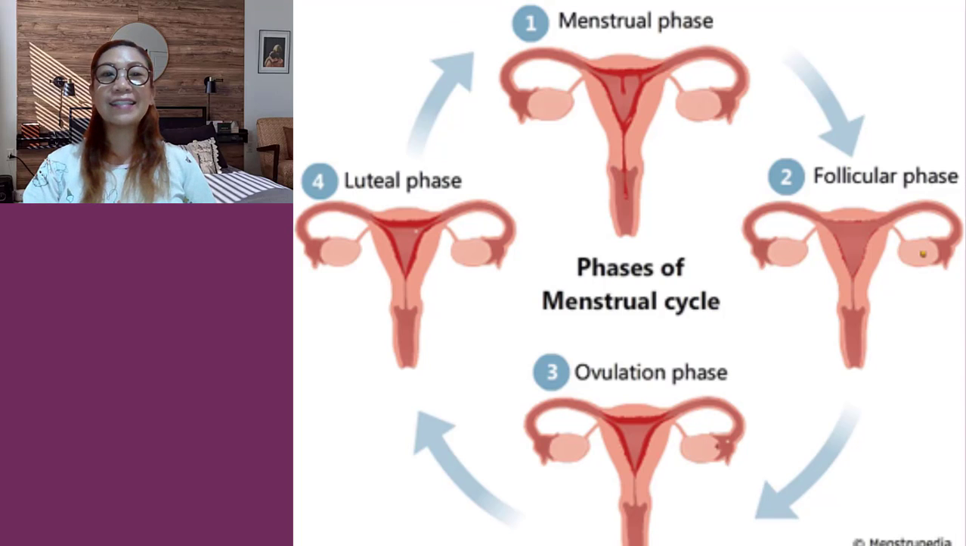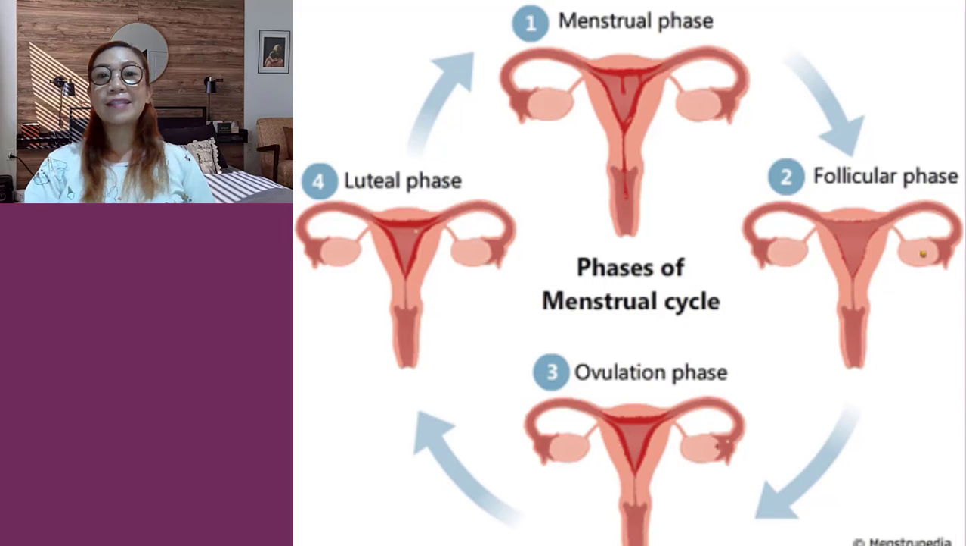Another phase is the luteal phase of the menstrual cycle. This phase begins right after ovulation and involves the following processes. Once it releases its egg, the empty follicle develops into a new structure, and that is what we call the corpus luteum. The corpus luteum secretes the hormone progesterone. This progesterone prepares the uterus for a fertilized egg to implant.